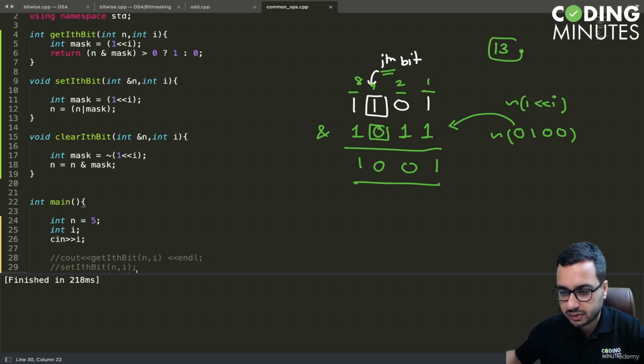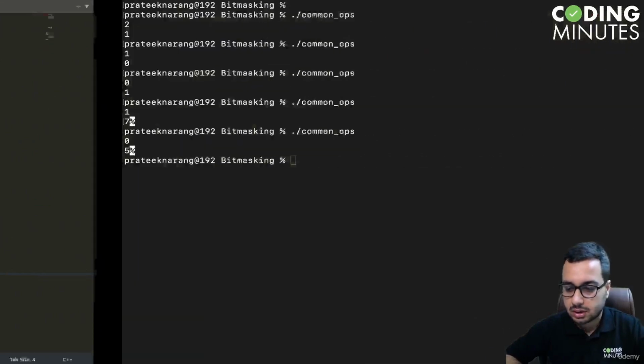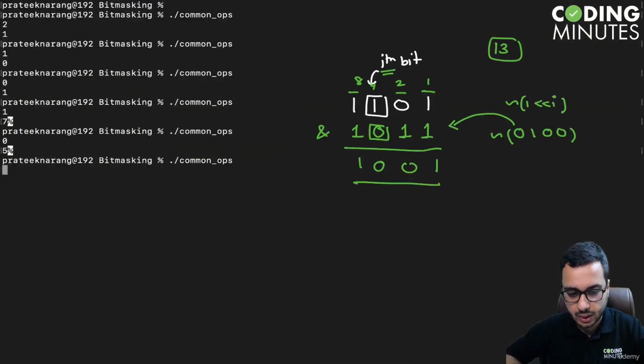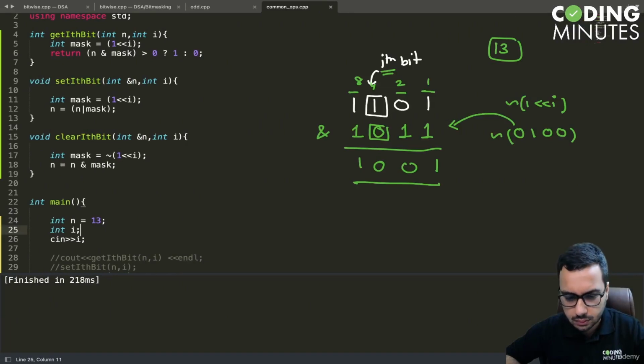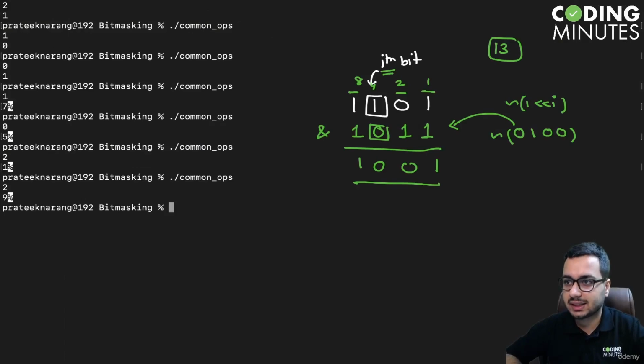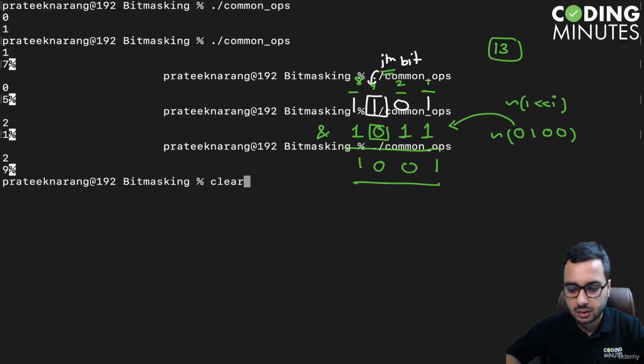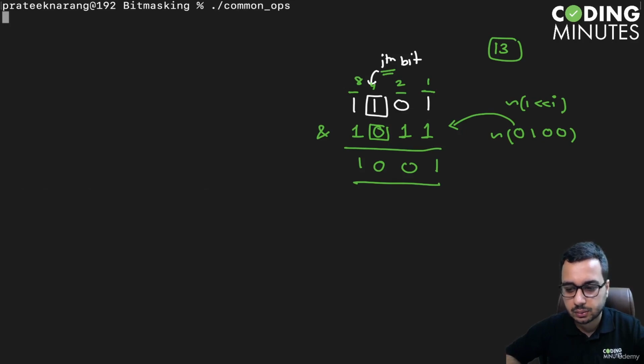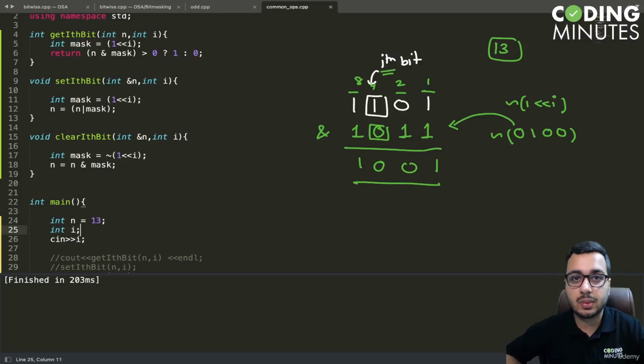I give n and I, and let us clear the bit. This number is 13, so let's say n is 13 and I want to clear the second bit. I should get a number which is 9, that is 1 0 0 1. So let's see. I need to build this code first. If I clear the second bit, I'm getting an output which is exactly equal to 9. I hope this is clear to you, and this is how we can clear any bit in a number.